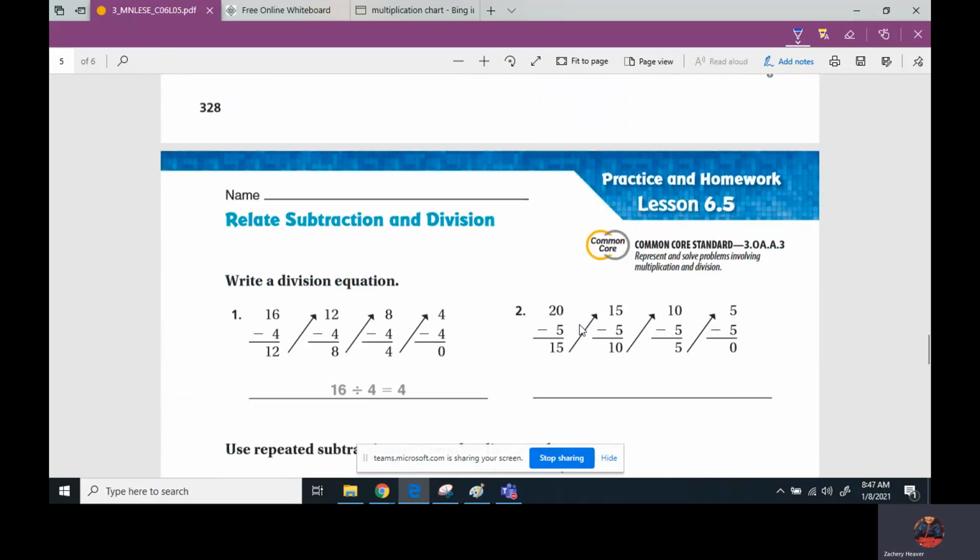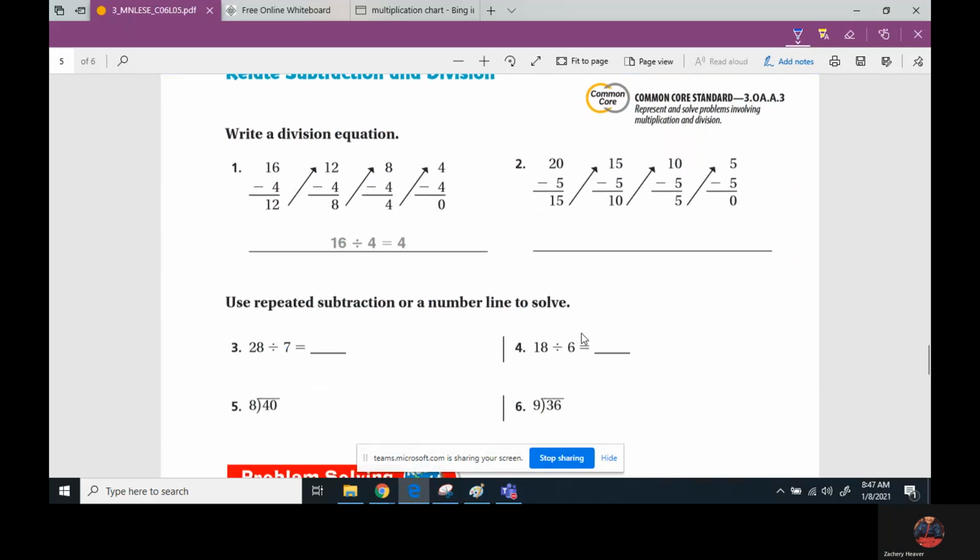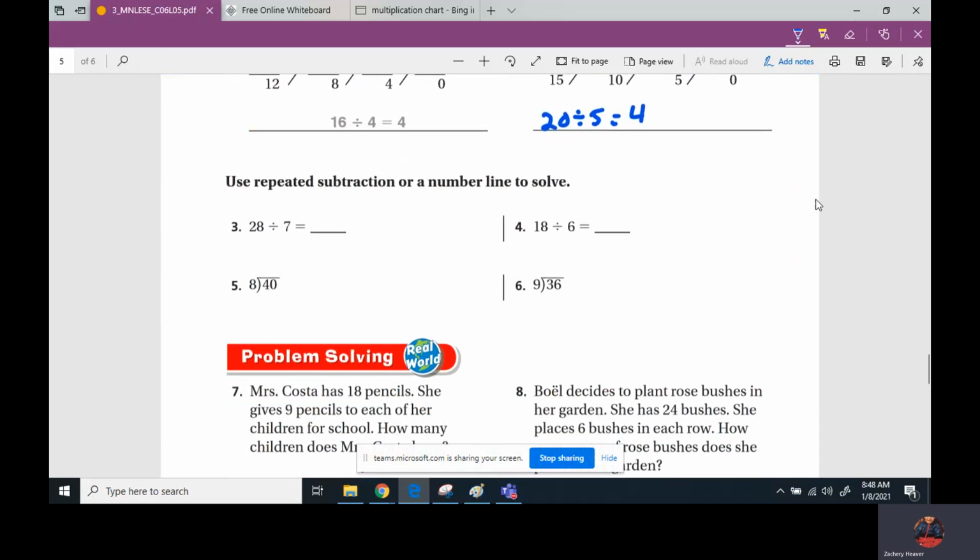I'm going to do this one with you. We'll start with 20. And remember, we're dividing by 5. Just like they did here with 16, instead of subtracting 4, they divided by 4. How many problems do we have? 1, 2, 3, 4. So 20 divided by 5 is 4. It says use repeated subtraction. You guys can do this on another sheet of paper. I know there's no room.